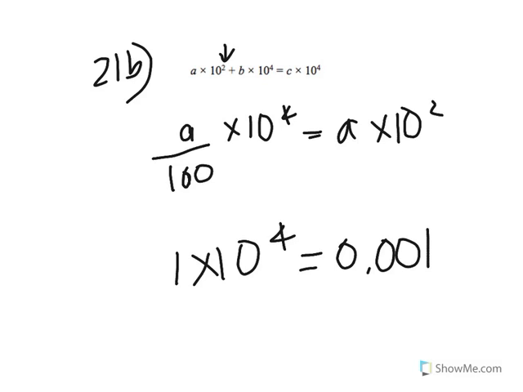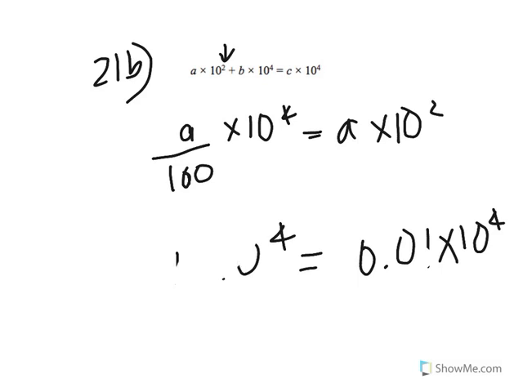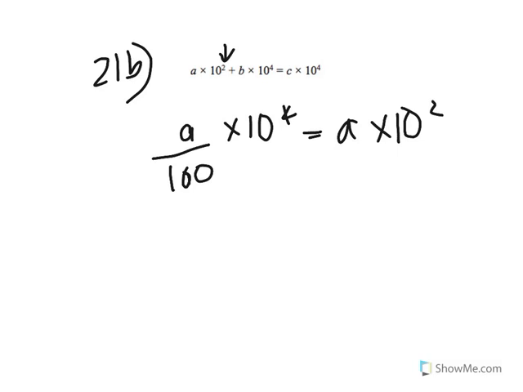So if you had 1 into 10 to the power of 2, you could write this as 0.01 into 10 to the power of 4, and it would still equal the same thing in the end. So A into 10 to the power of 2 can be written as A over 100 into 10 to the power of 4. Alright?